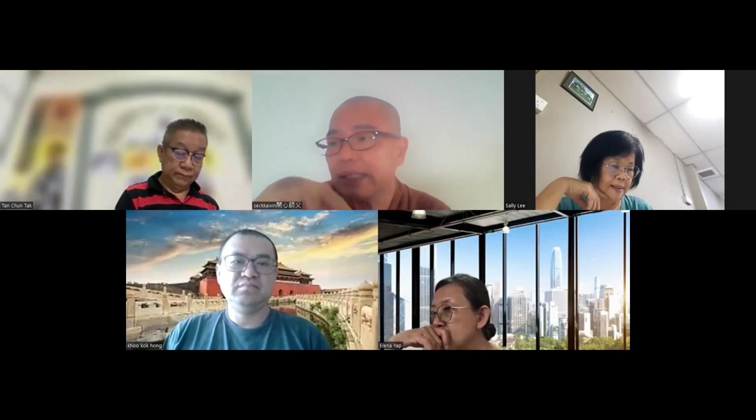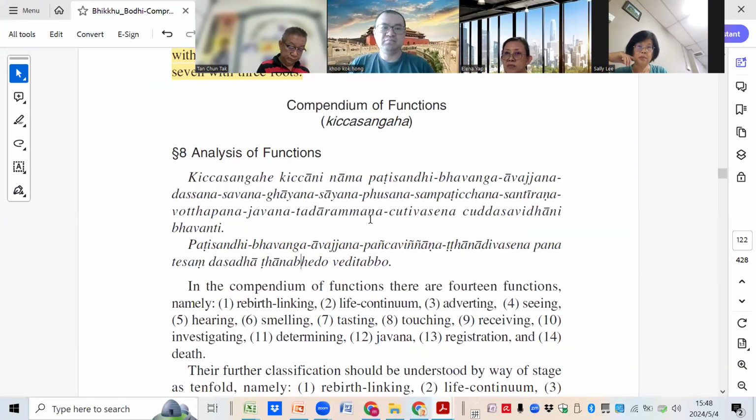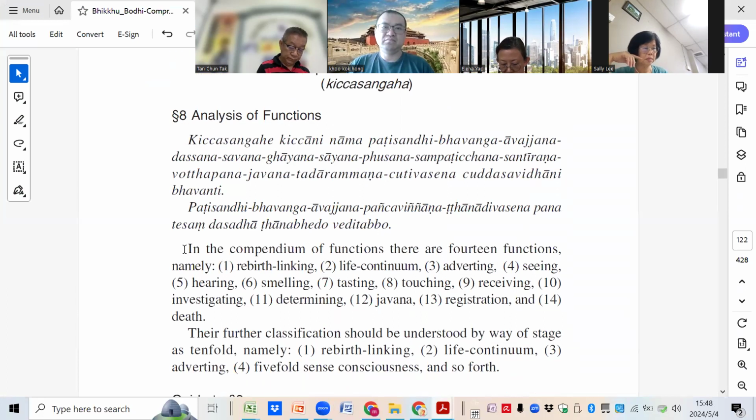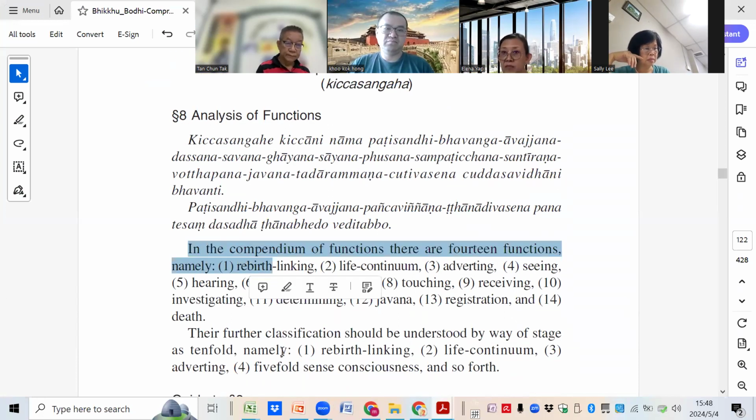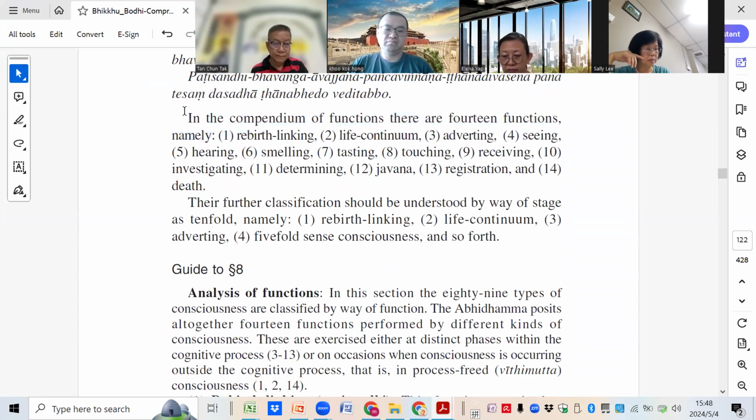So all the numbering, later on I will do a little bit of correction and send it back to you, then you can do some calculation for that. Okay, now next, let's take a look at this. Compendium of the function. Yes, Elena, please. Analysis of the function.